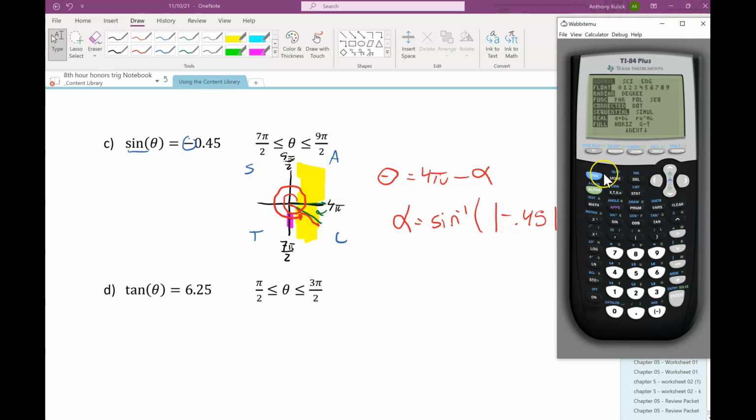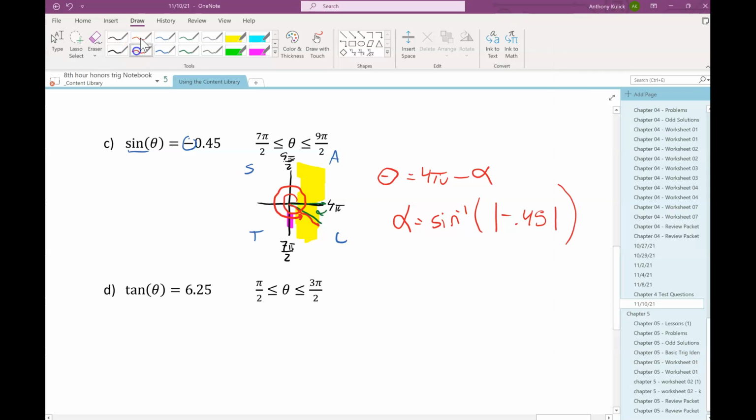So got to go make sure I'm in radian mode. And I just do 4 pi minus sine inverse 0.45. So I get 12.10 as my answer.